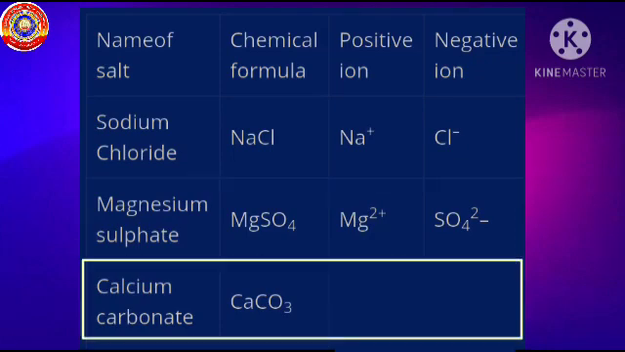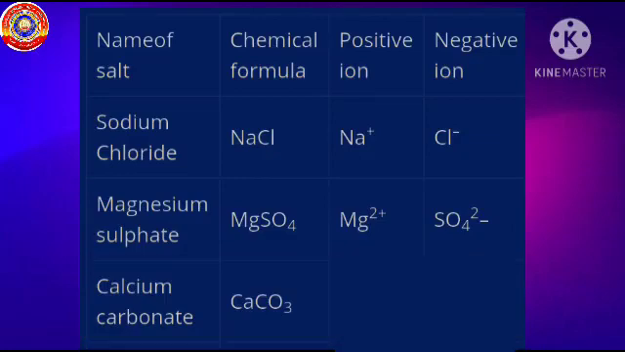Next, calcium carbonate. Chemical formula CaCO3. What will be the cation and anion present in CaCO3? The cation in CaCO3 is Ca2+, and that of anion is CO3 2-. Okay, now did you understand how to write the cations and anions from the chemical formulae of the salt?